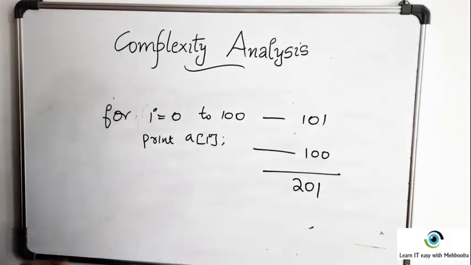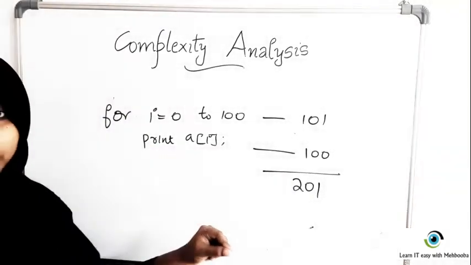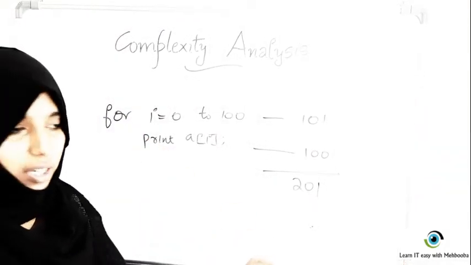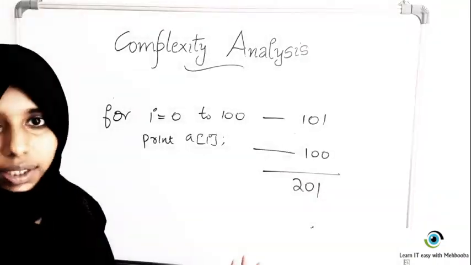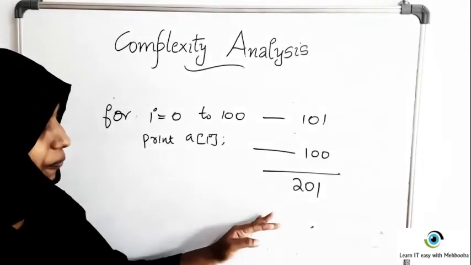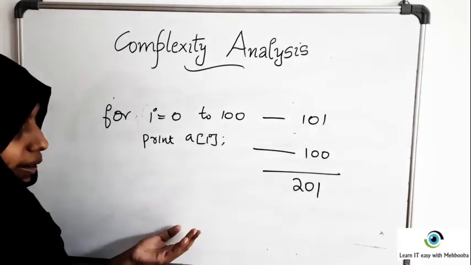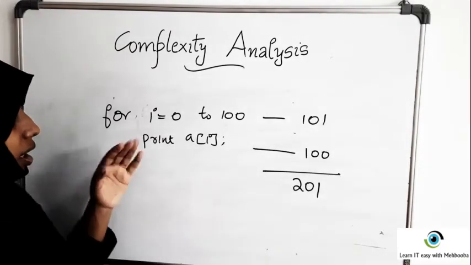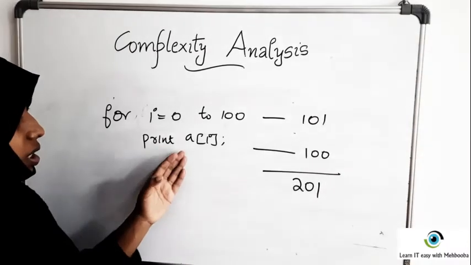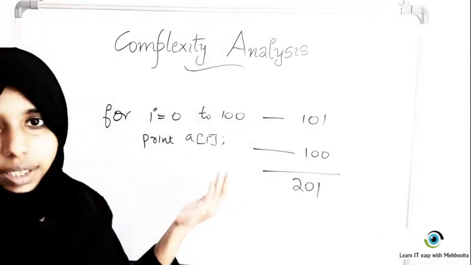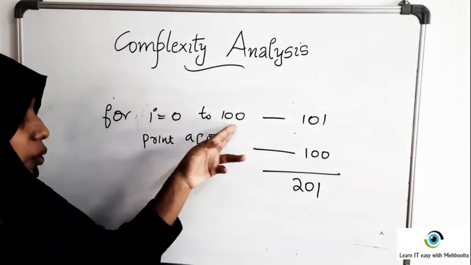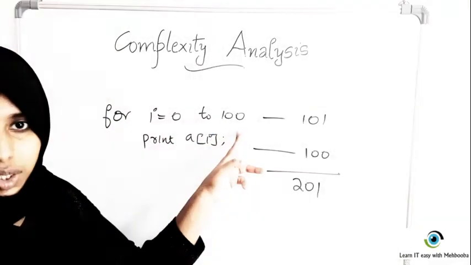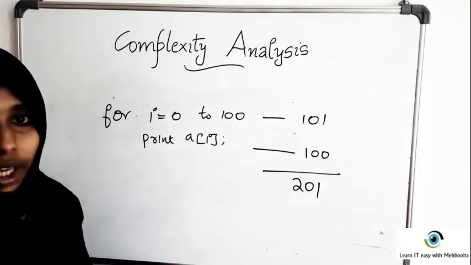And I have advised you to take the highest power term of n without any coefficient. What will you take here? Here there are no terms of n, isn't it? See, if the program is like this, it means that the input size is independent of the total executions of this algorithm. That is, whatever be the size of input, the program is running exactly 100 times, isn't it? And I mean 201 times, isn't it?